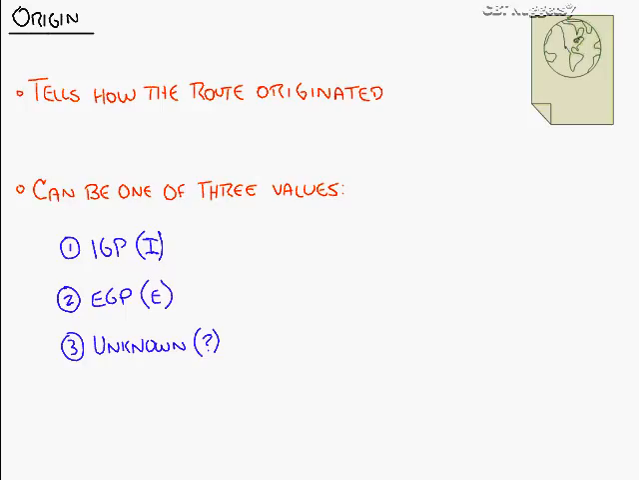IGP only shows up if you use specific methods, primarily the network command, to get routes into the routing table of BGP. So most of the routes will have an origin of a question mark, as unknown.